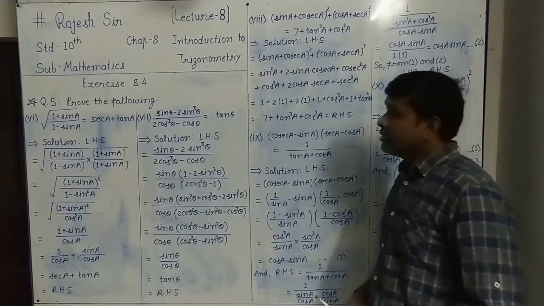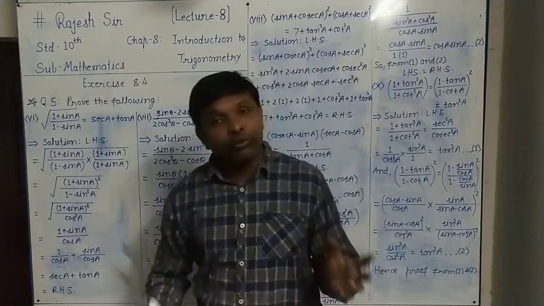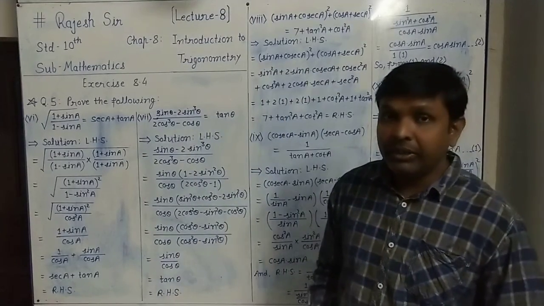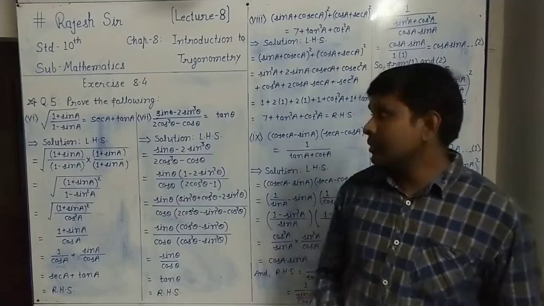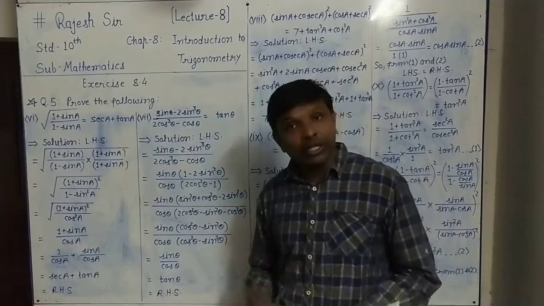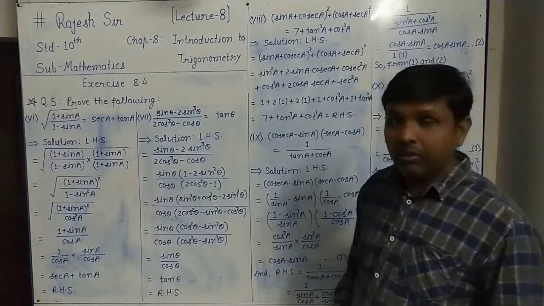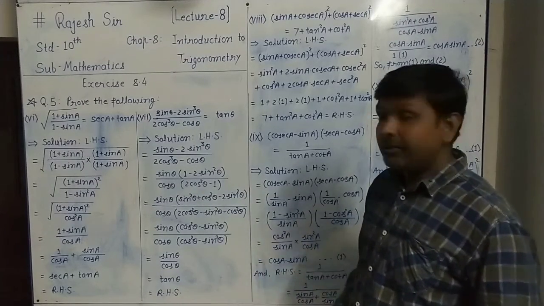In the last lecture we started exercise 8.4, question number 5, the "prove that" type of questions. In question number 5 we have a total of 10 questions. The first 5 we did in the last lecture, and the last 5 questions, from 6 to 10, are in this lecture. So see carefully and understand.